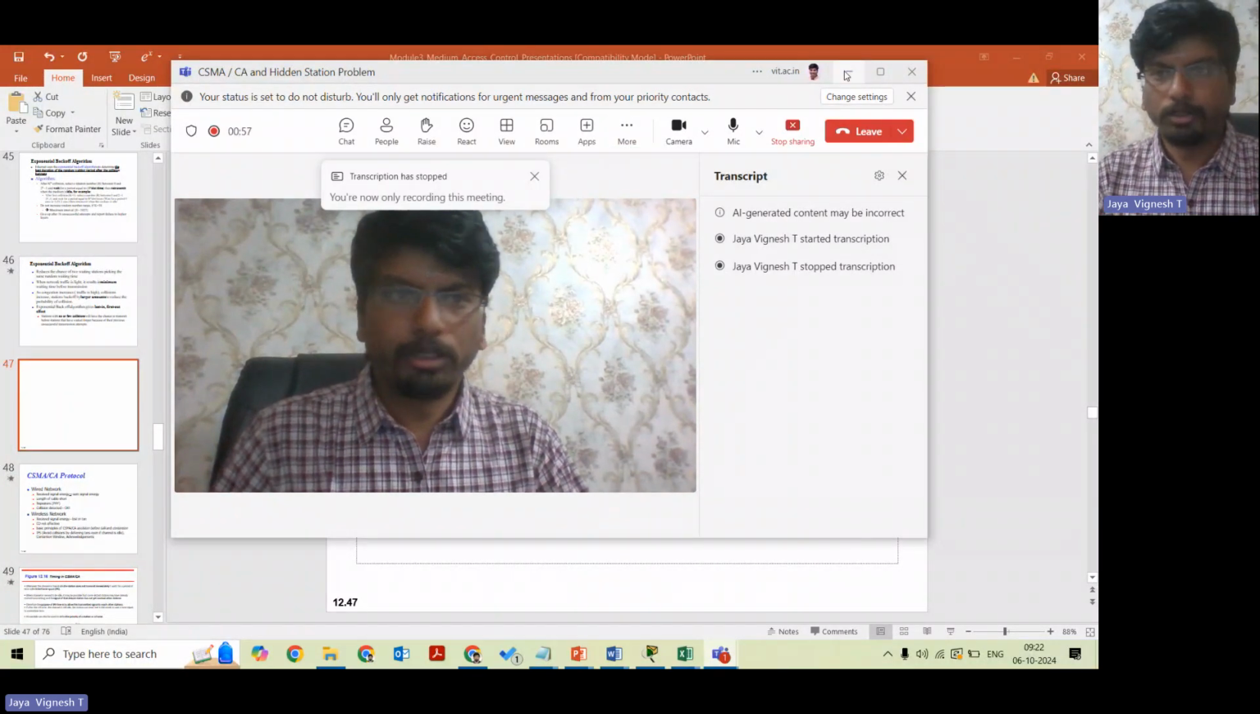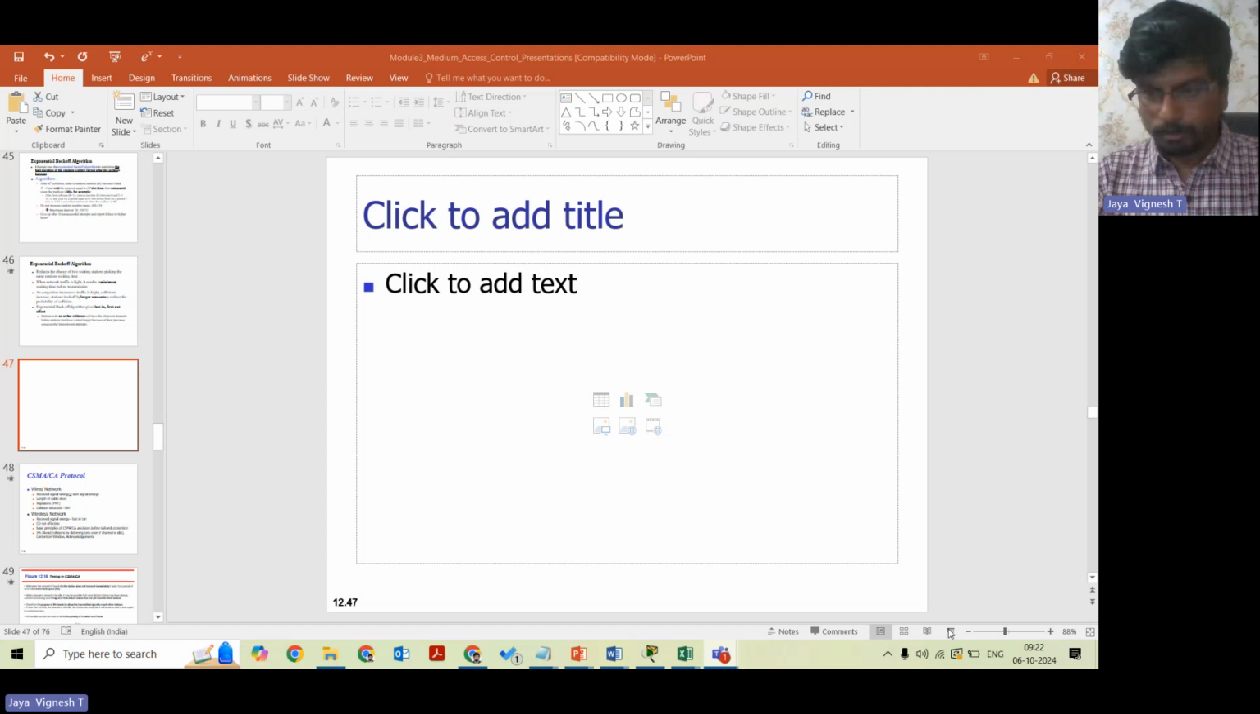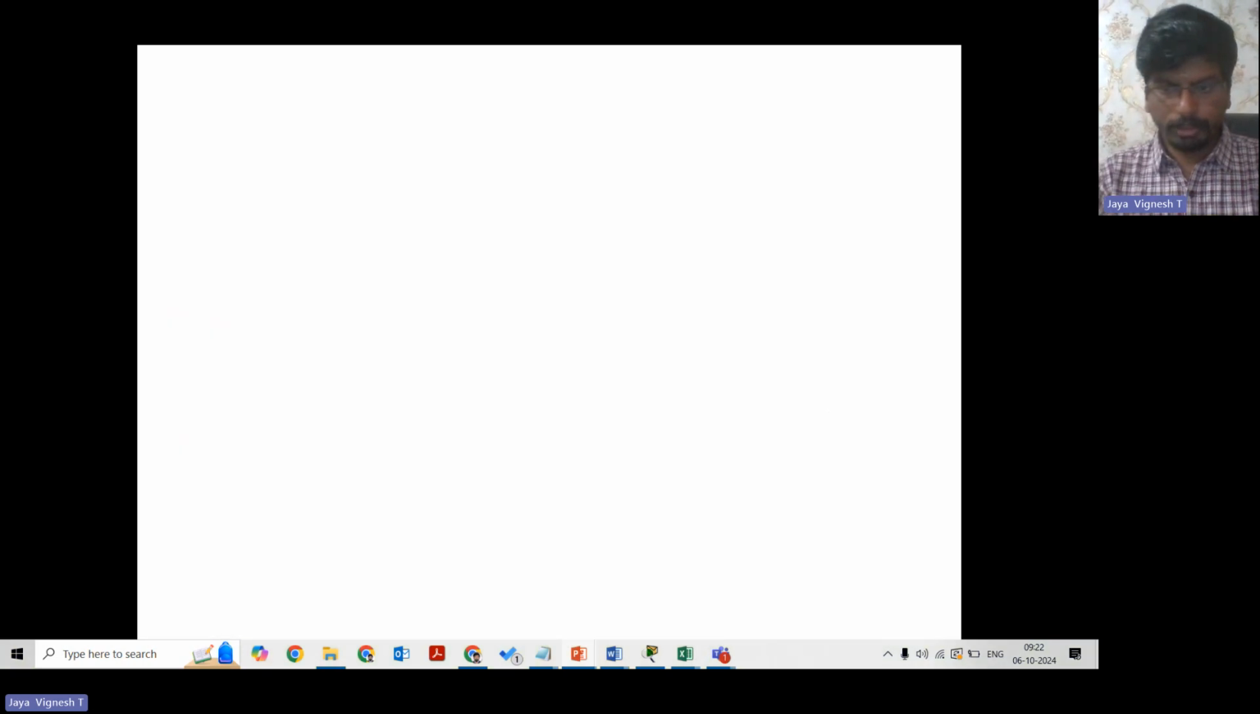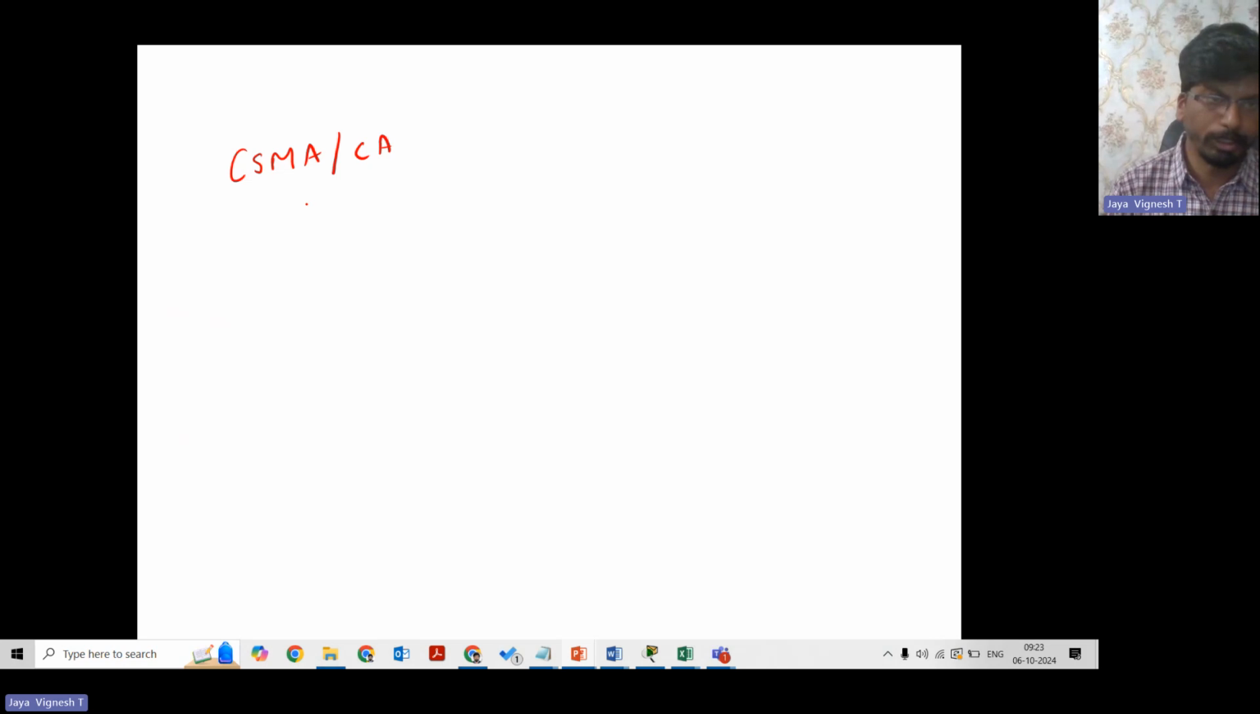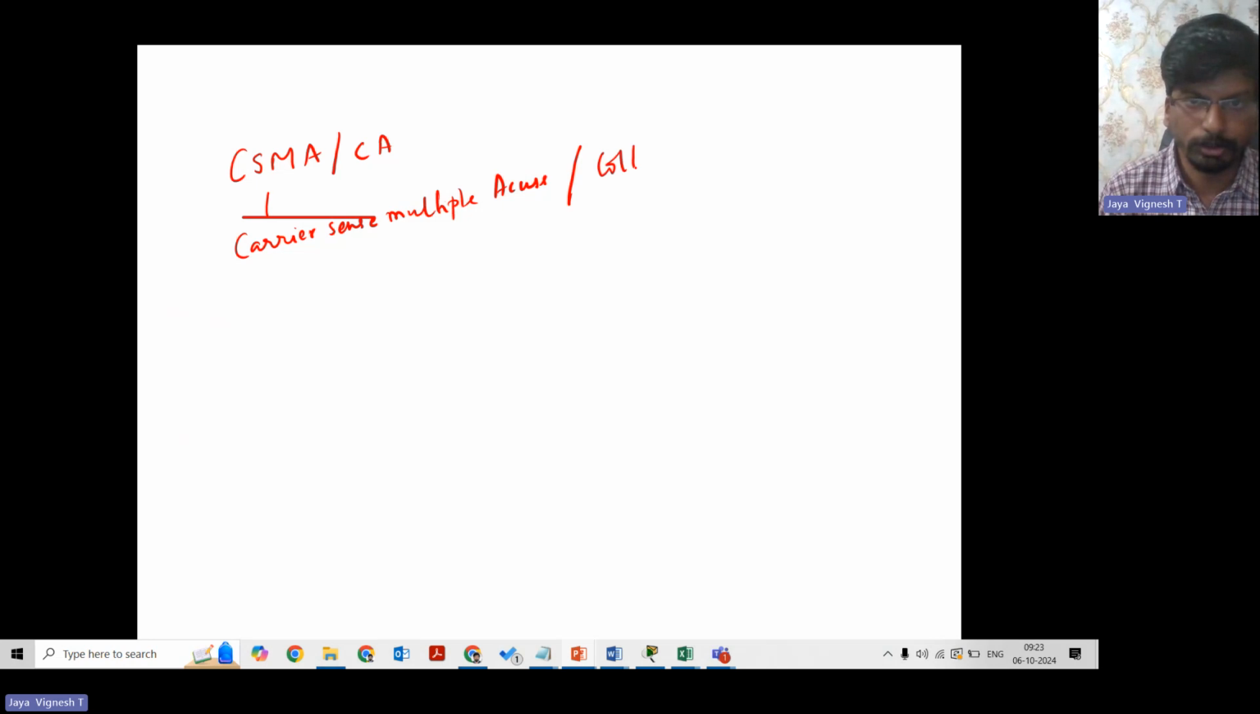Okay, so hello everyone. The topic that we're going to look at today is the MAC protocol. The protocol is called CSMA/CA, right? So what is CSMA? CSMA is Carrier Sense Multiple Access, and CA stands for Collision Avoidance.